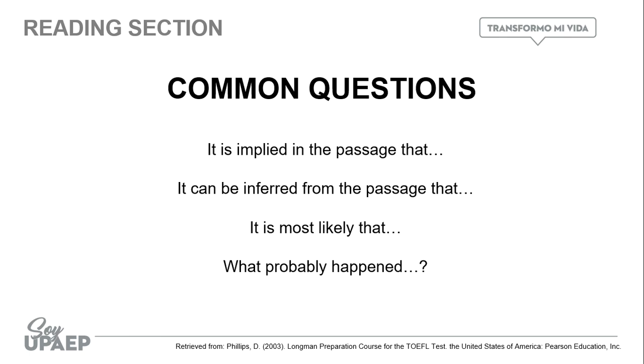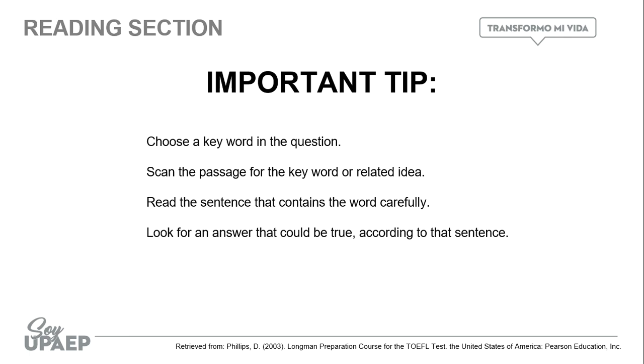Okay, so let's review what we have to do in order to be able to answer these kinds of questions. Remember, we have to choose a keyword in the question, and scan the passage in order to find the word or the idea. You have to read the sentence that contains the word very carefully, and then look for an answer that could be true according to that sentence. Okay? So let's go to the practice section and apply this important tip to answer implied detailed questions. See you next time.